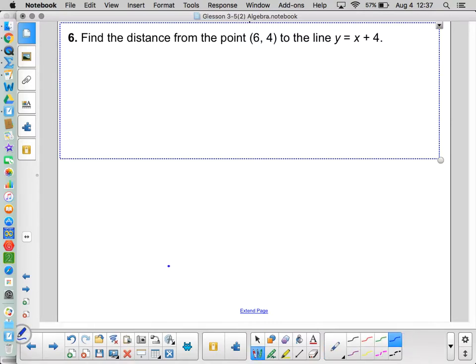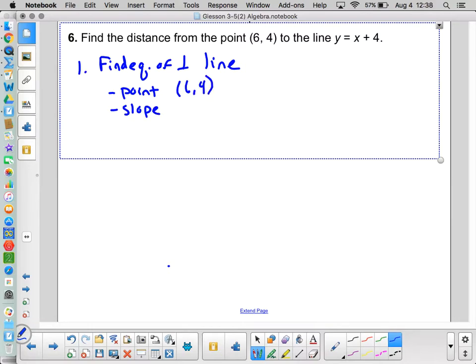Well, so there are 3 things I'm going to have to do. Step 1, I need to find the equation of the perpendicular line. In order to do that, I need to know the point and a slope. My point is 6, 4. The slope of this line is 1, so the perpendicular slope is going to be -1.